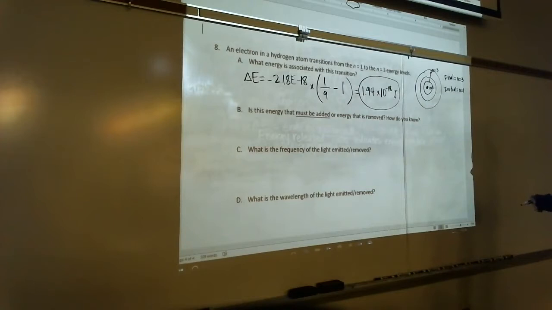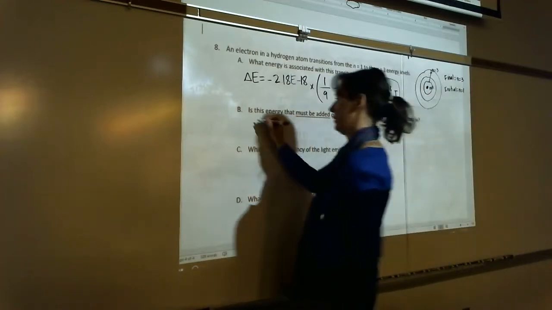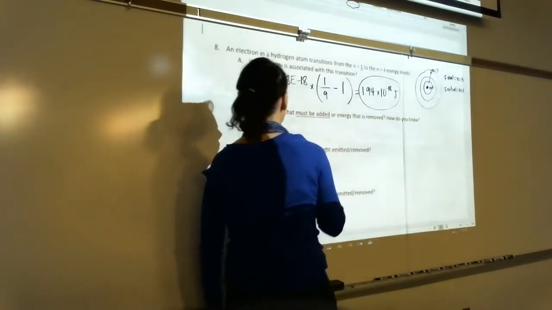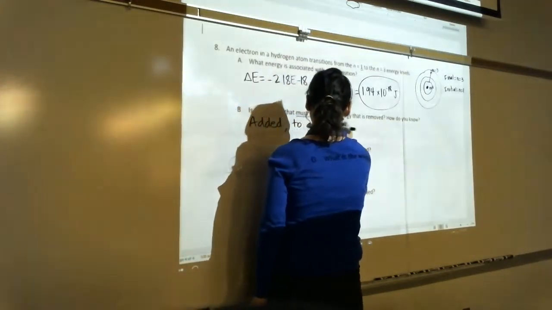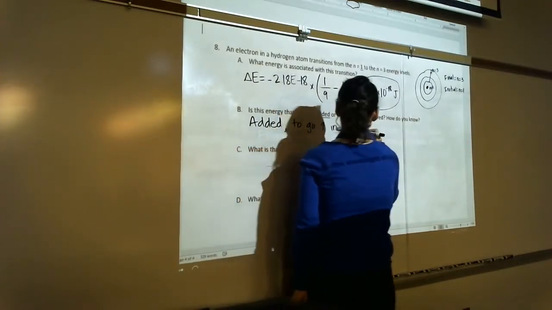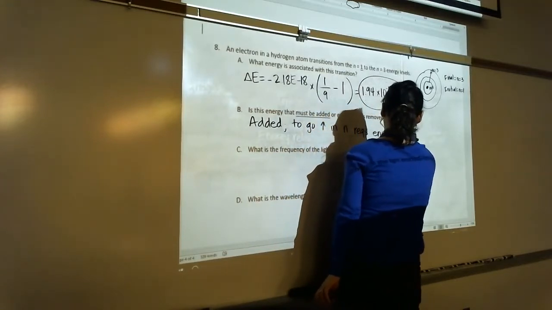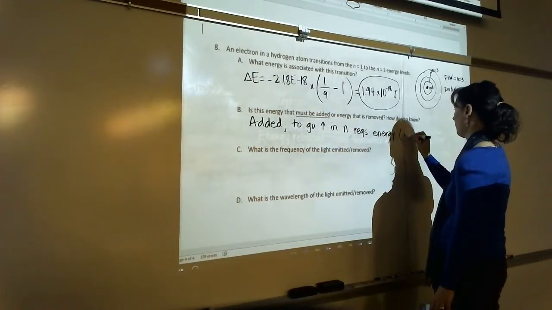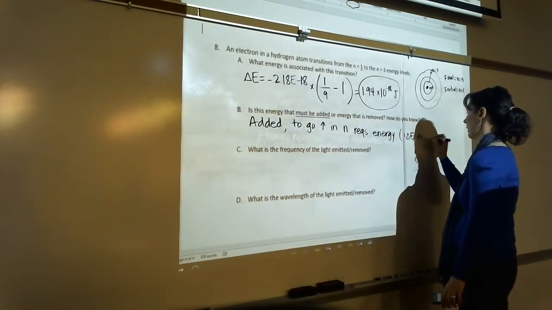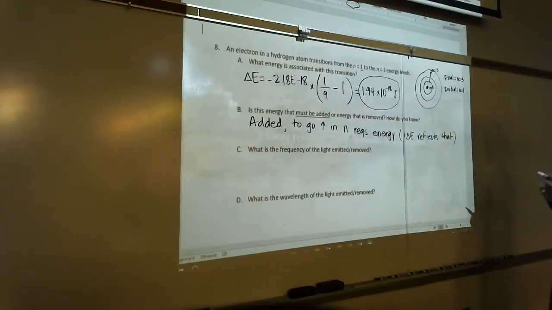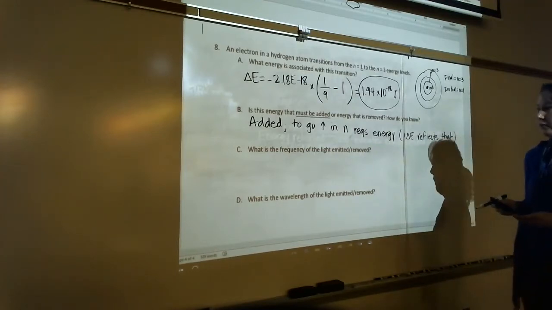Okay, is this energy that must be added or is this energy that's released? How do you know? Added. This is energy that's added. And then how do you know? Because the change in n is positive. To go up in energy level requires energy. And you could also look at the sign of delta E. This is a positive delta E, which reflects that. If I want to go run on the treadmill, I have to get up off the couch, right?